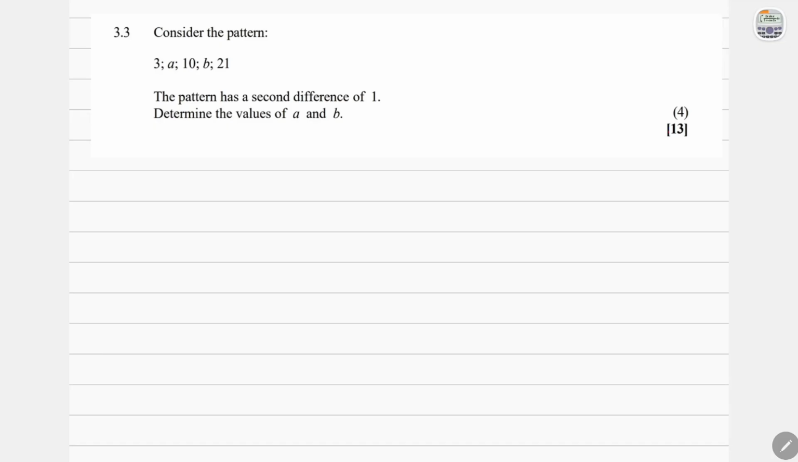Question 3.3 says, consider the pattern 3, a, 10, b, 21. They say the pattern has a second constant difference of 1. So this means this is not a linear pattern. This is a quadratic pattern because it has a second constant difference. They want us to use this information to determine the values of a and b.